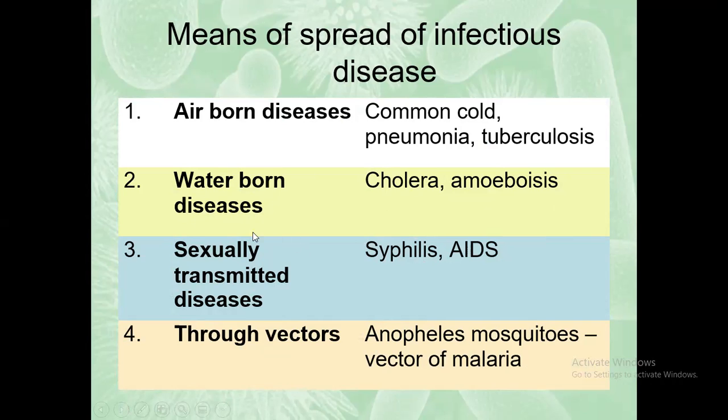If a disease is spread only by sexual transmission, that type of disease is known as STD, meaning sexually transmitted disease. Examples: syphilis, AIDS. One more example is gonorrhea. Through vectors, some vectors are responsible for the transmission of disease, like mosquitoes, houseflies, etc. In the case of malaria, the vector is the female Anopheles mosquito.